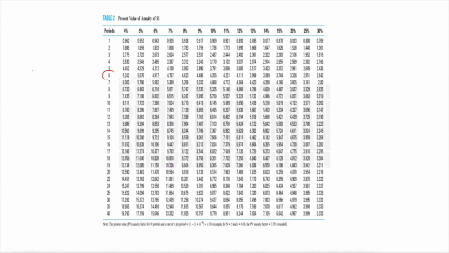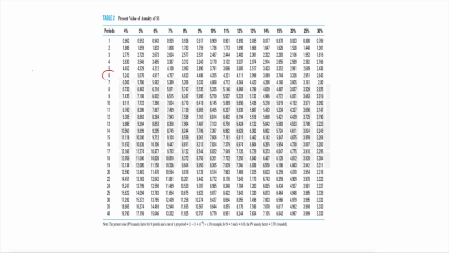What happens here, guys? Just look. The first column is your period. In that period column, 1, 2, 3, 4, 5, 6 is the number of years of the project, or the number of years the project is going to generate cash inflow. In our sum, we are given a uniform cash inflow of rupees 2.5 lakh for how many years? 6 years. So I am picking this 6.